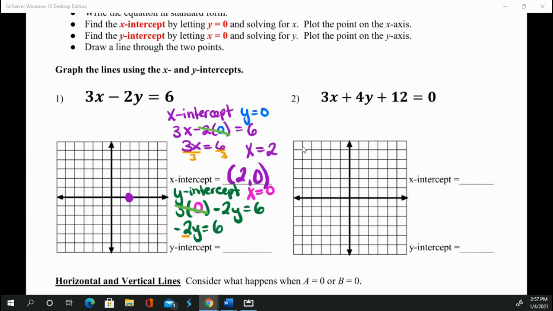To do so, we'll divide both sides by -2. And we get y equals -3. Now again, that's just the y value, but the actual y-intercept is at the coordinate point 0, -3. So those are our 2 points on our line. Those are our 2 intercepts. So from here, we want to connect and extend to be able to graph that linear equation in standard form.